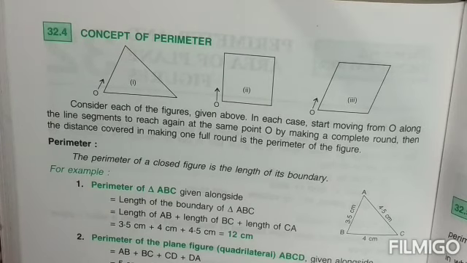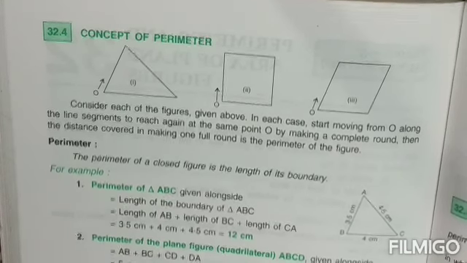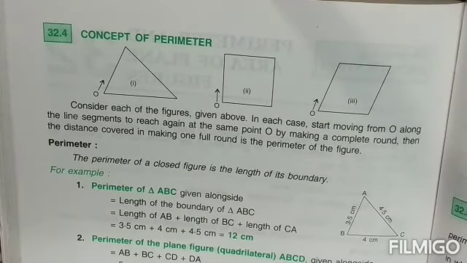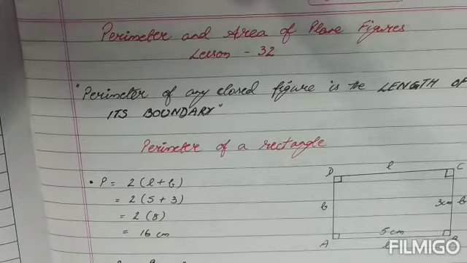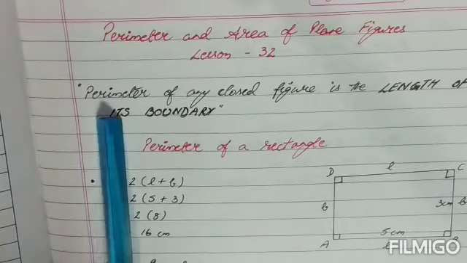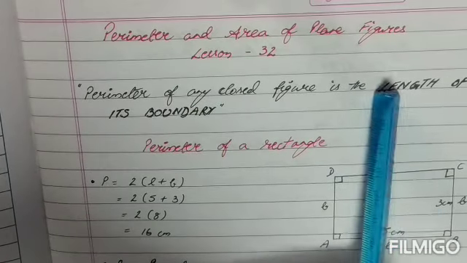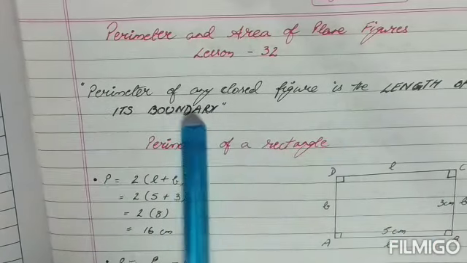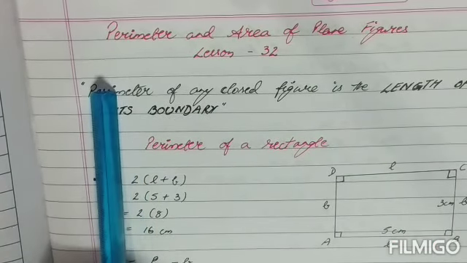Now children, in your books there are certain formulas that have to be followed whenever we are trying to calculate the side or the perimeter of any given figure. We have to make use of these formulas. So let's see the formulas. This is very important. Perimeter of any closed figure is the length of its boundary. That means whenever we talk about the length of the boundary, we are talking about perimeter.